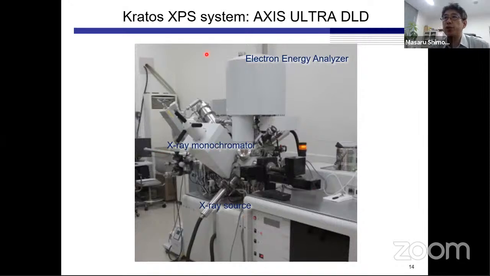And this is a picture of the Kratos XPS system that is located in my university. I think the ULVAC-PHI photoelectron spectroscopy system is at SRM IST. So both are basically similar. They include an X-ray monochromator, the X-ray source, and the electron energy analyzer, with very high sensitivity. So the XPS is composed of these things.